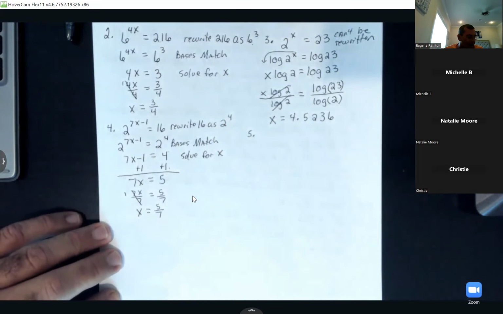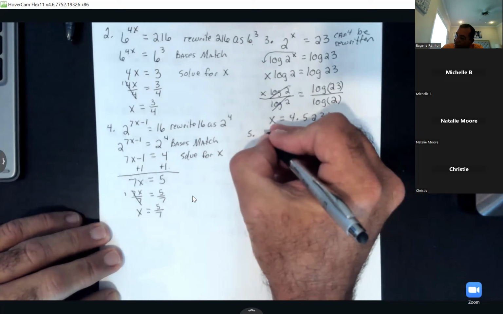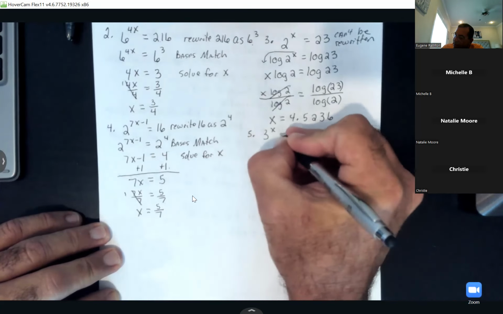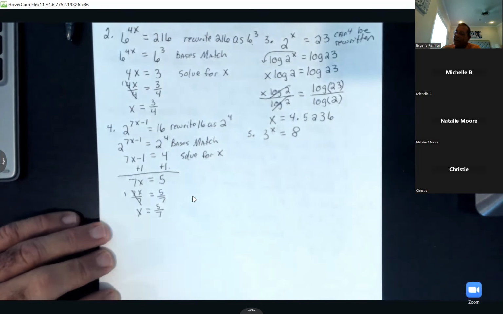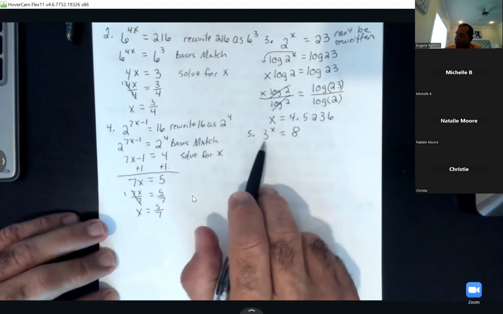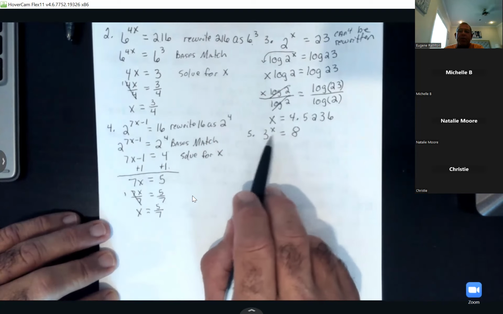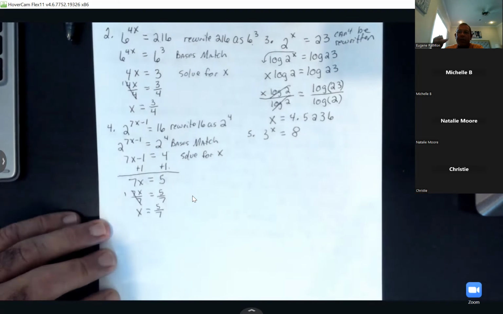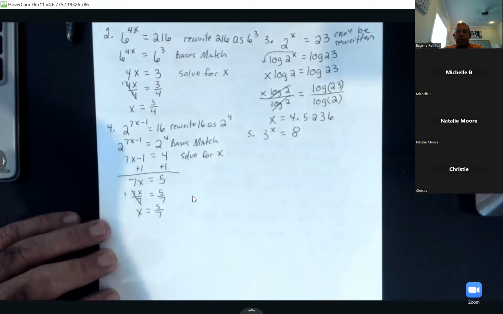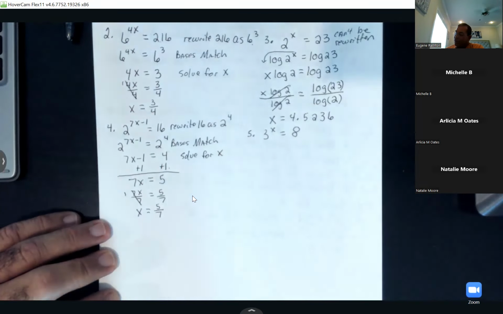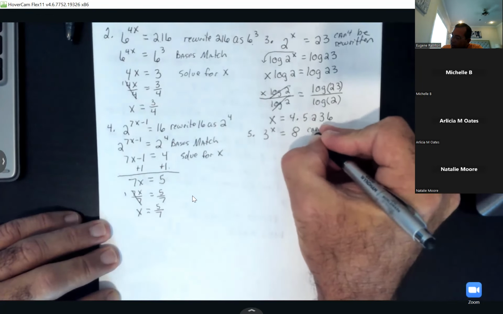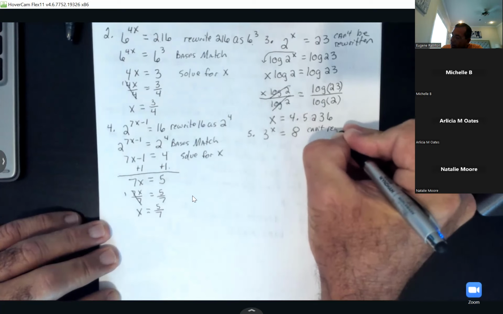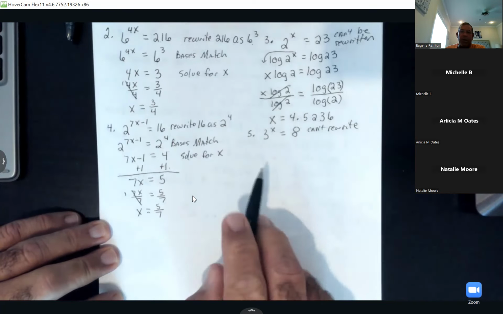All righty, y'all, number 5. 3 to the x equals 8. So let's see, the base is a 3. So can I rewrite 8 using the base of 3? Well, y'all, let's see. 3 times... No, because 3 times 3 is 9. So there's no way I can rewrite. So we can't rewrite.